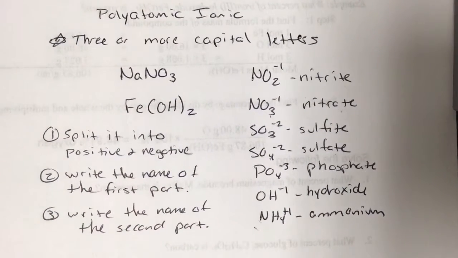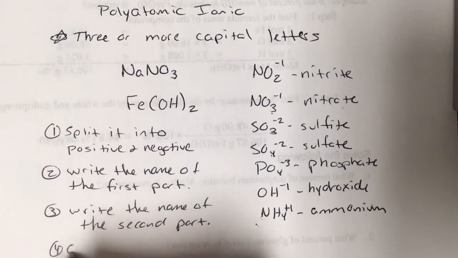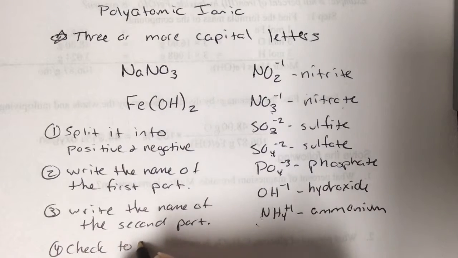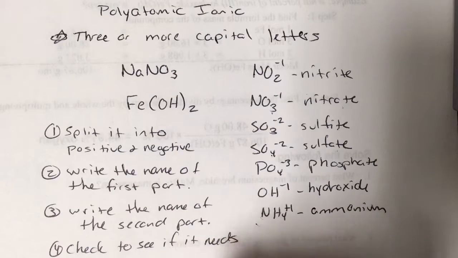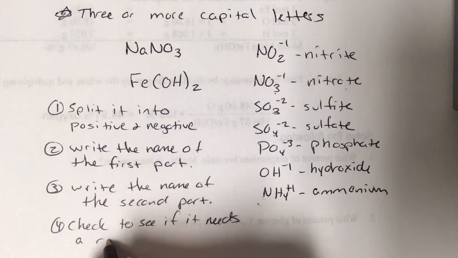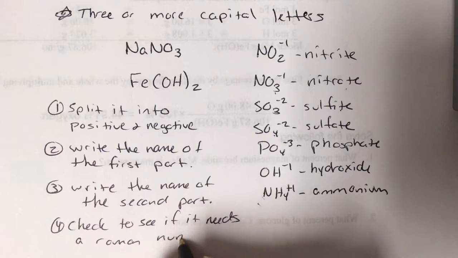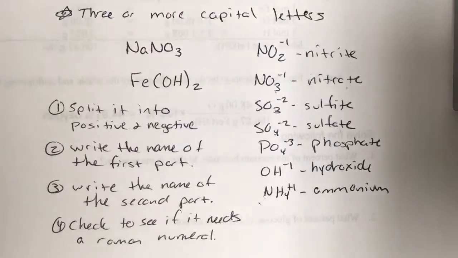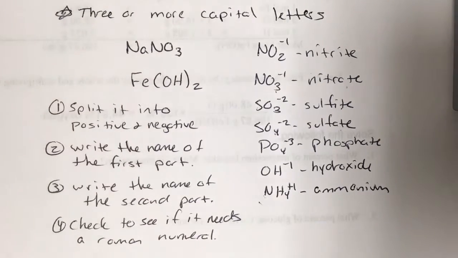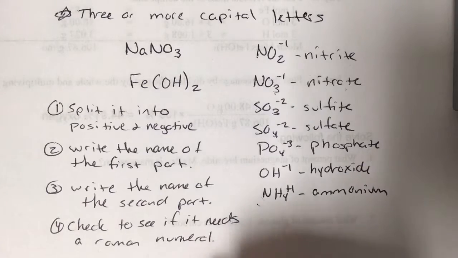And again, we have to check the Roman numeral thing. It was the same as it was for the binary ones. You look the metal up on the periodic table, you see if you can find its oxidation number or not. If you can find the oxidation number, if it is a predictable metal, groups 1, 2, and 13, then no Roman numeral. If it's a transition metal, then you're going to have to calculate it and stick the Roman numeral in there.